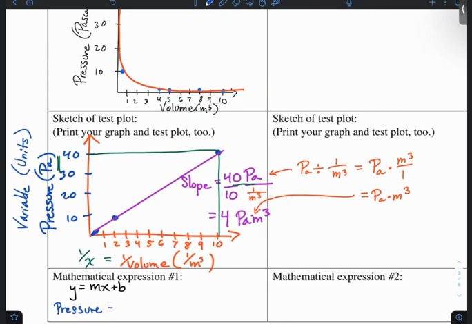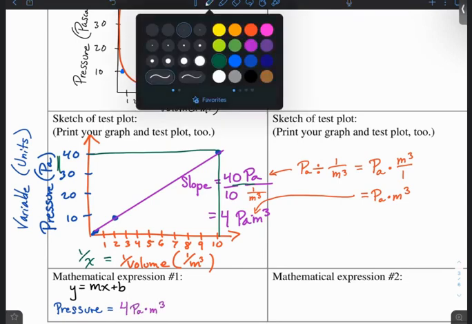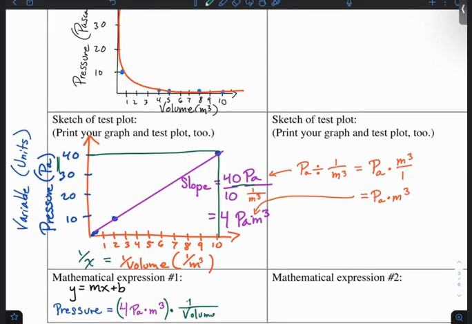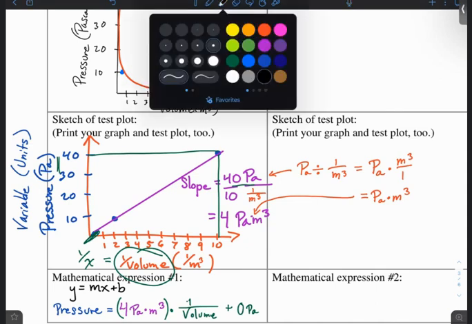So pressure is equal to, and then my slope, which we just found, is 4 pascals times meters cubed. Then my x variable in this case is 1 over volume, because that is right here on my graph. Then I just add my y-intercept, which in this case is 0 pascals, because the y-intercept is down here at the bottom. So I can just leave that off, and you're done.